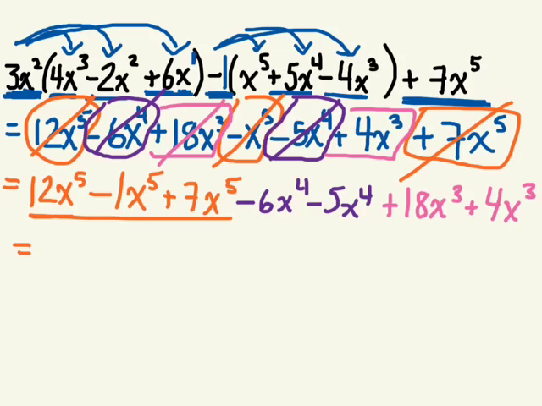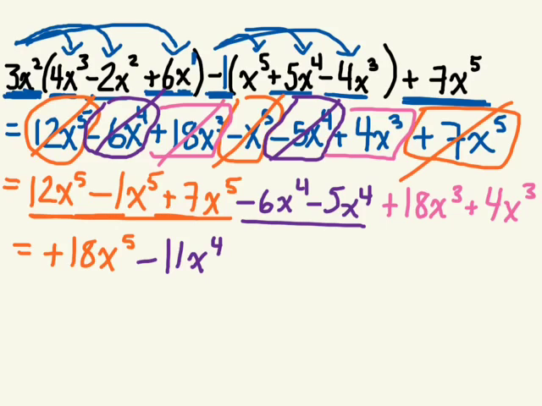So let's just simplify this now. What's 12 take away 1 plus 7? Positive 18 x to the power of 5. Negative 6 take away 5. Negative 11 x to the power of 4. And then 18 plus 4. Positive 22 x to the power of 3.